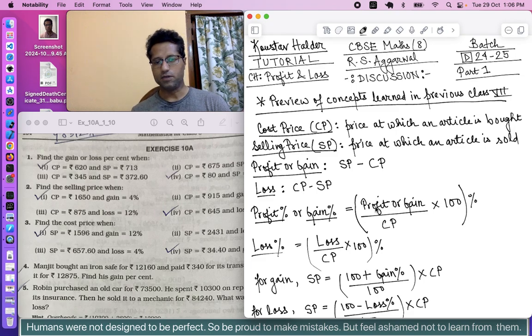Now what is profit percent or gain percent? This is always computed based on the cost price. Its formula is profit or gain divided by CP multiplied by 100. Basically, it is what percent the profit or gain is of the cost price. That is the percentage of profit or gain based on the cost price.